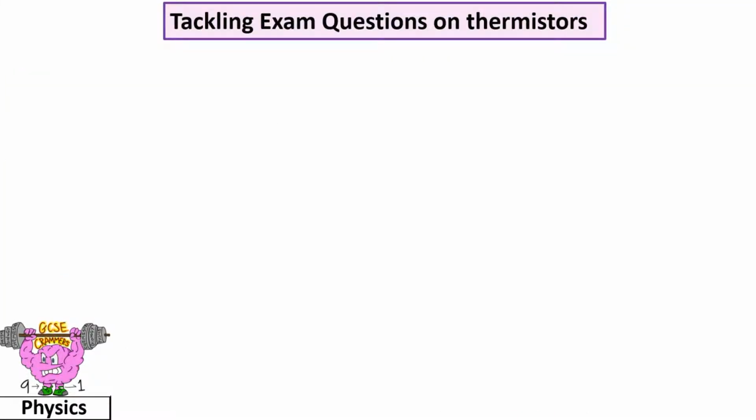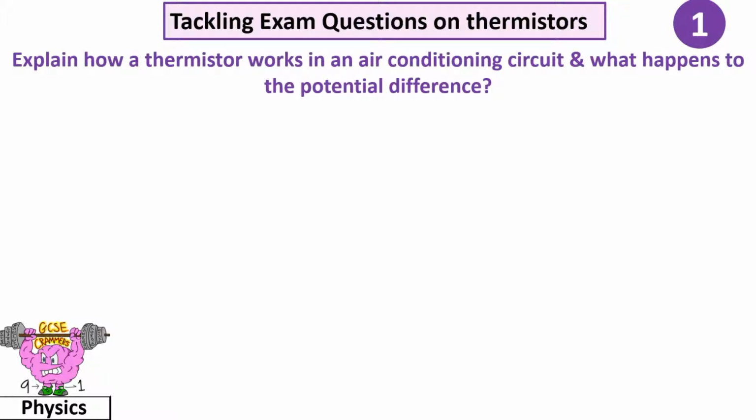Tackling exam questions on thermistors. Question 1. Explain how a thermistor works in an air conditioning circuit and what happens to the potential difference.